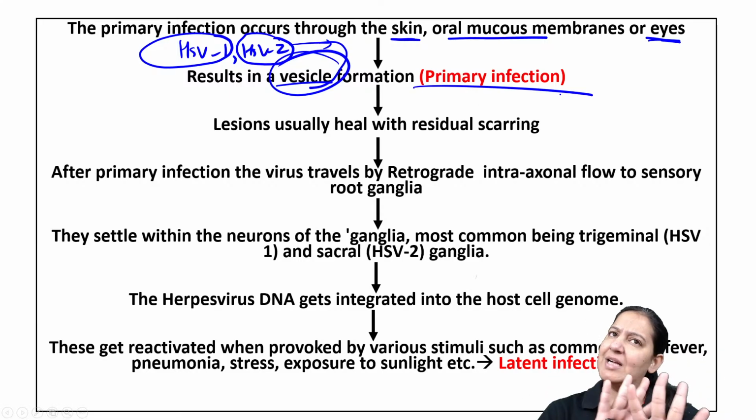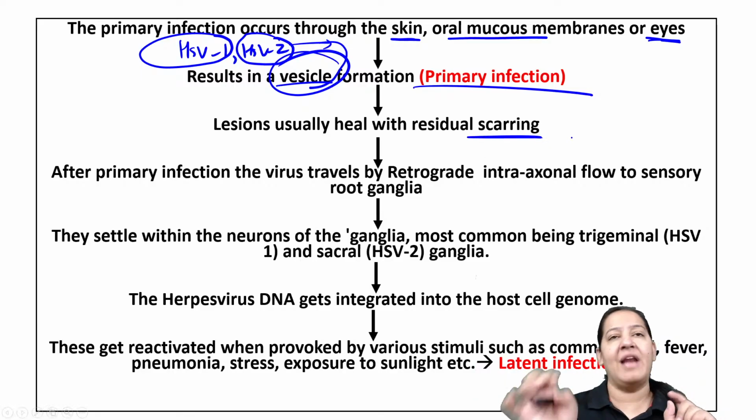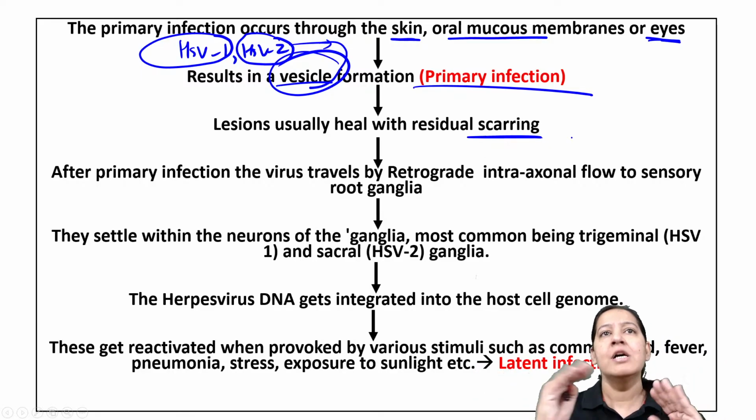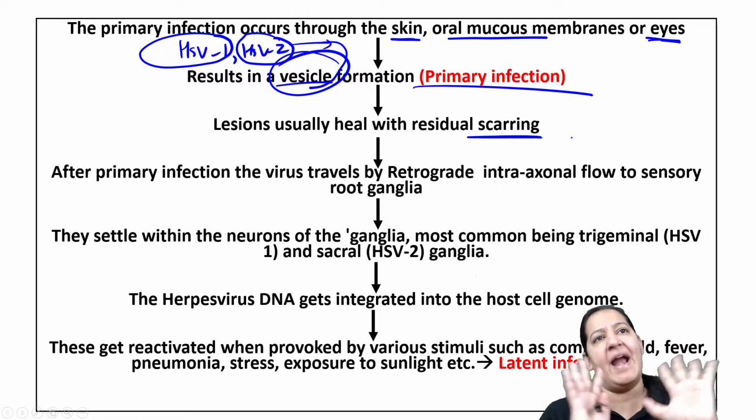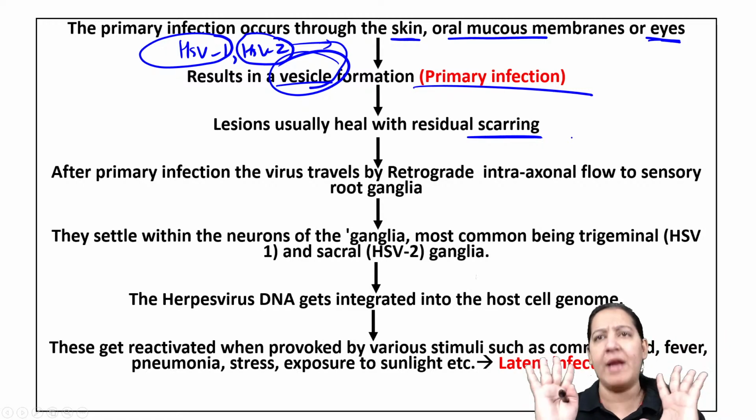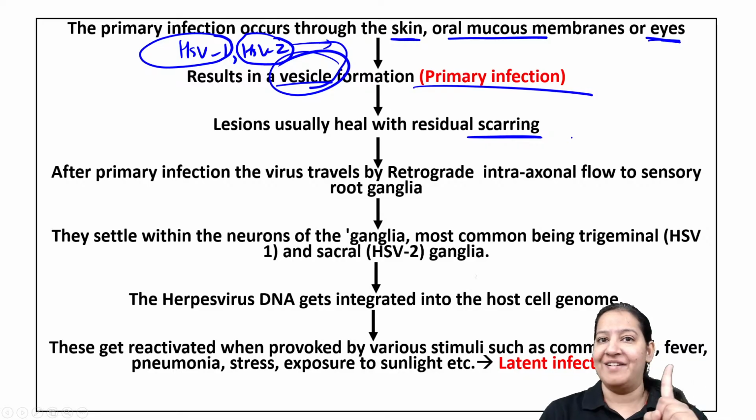In some days, the vesicles will be cleared and scarring will be there. Like in chickenpox, we have scarring in the end. The vesicle will mature, it will rupture, and in the end we have scarring. The patients have scarring, but the virus is not dead. The virus has a special feature.